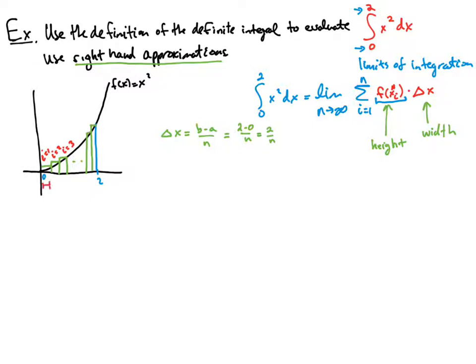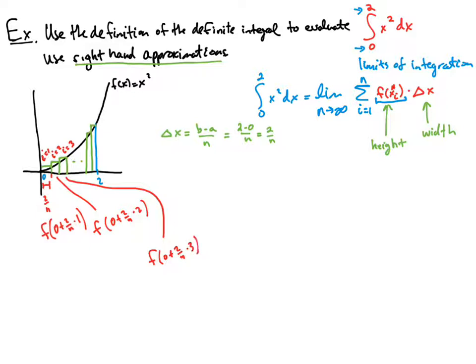The width of each of these is 2 over n. So what is the height of this first rectangle? Well, the height of the first rectangle is going to be f of whatever that value at 2 over n is added to 0. So f of 0 plus 2 over n times 1 for the first rectangle. For the second rectangle, we're going to say f of 0 plus 2 over n times 2. For the third rectangle, we'll have f of 0 plus 2 over n times 3, and so on.